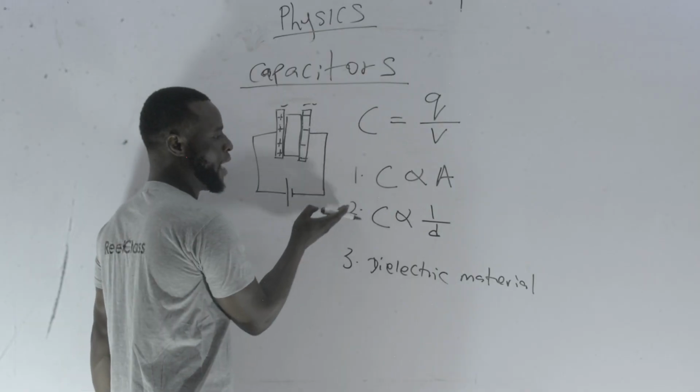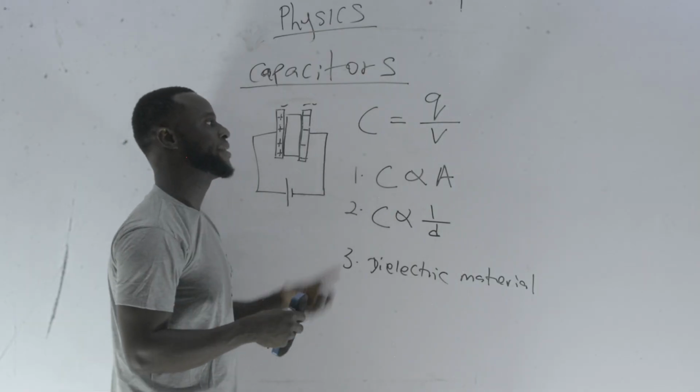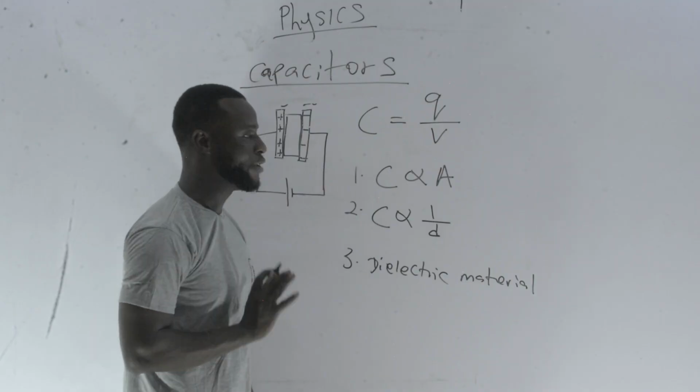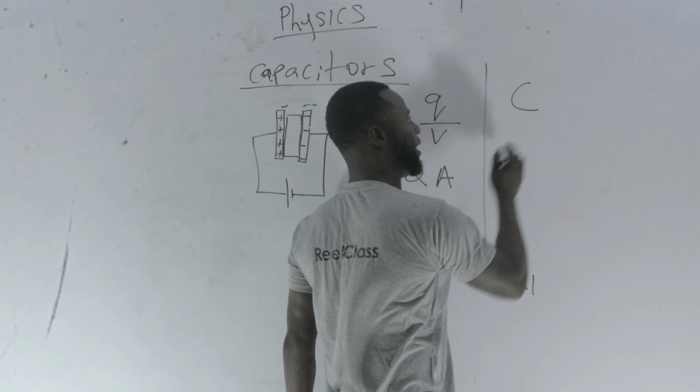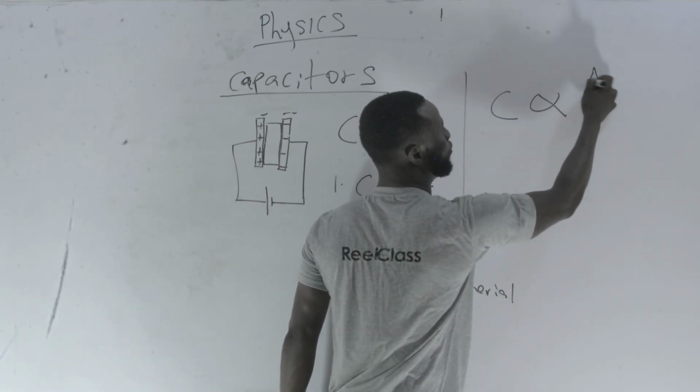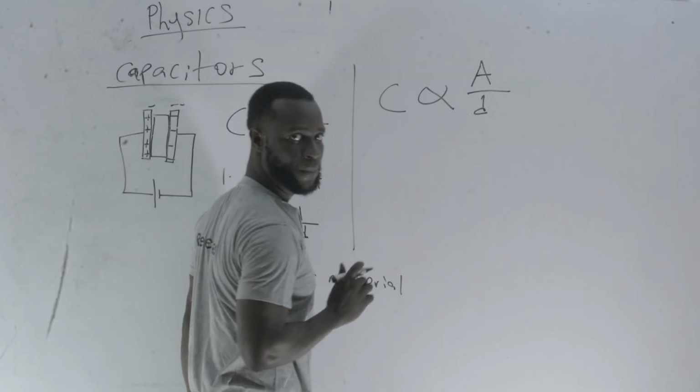From factor 1 and factor 2, I can write a new equation of the capacitance of a capacitor, and this is how the equation will look. I can join these two together and say that the capacitance is directly proportional to the area of the plates and inversely proportional to the distance between the plates.